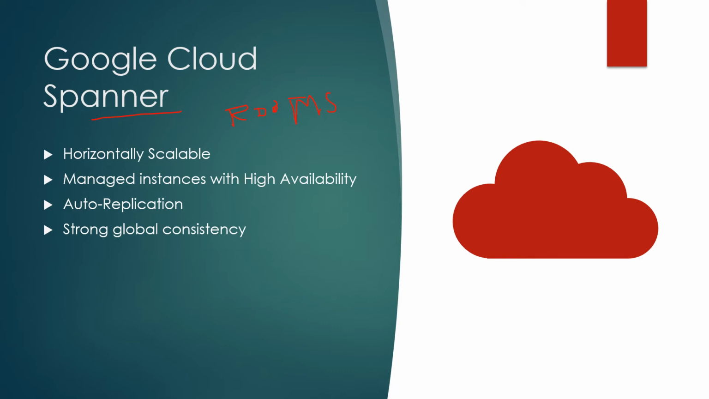Now, Google Cloud Spanner has the same flexibility and the same features that are there in Google Cloud SQL, with a strong global consistency. That means the data can be stored in different geographical regions, and there is strong consistency between the data during the time of retrieval.